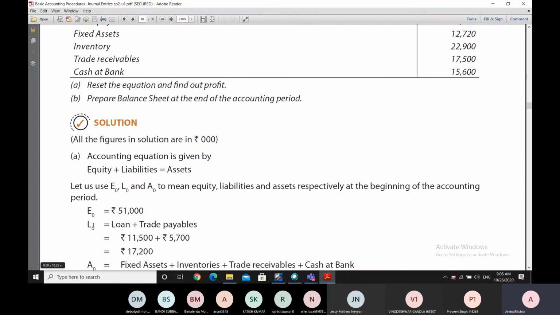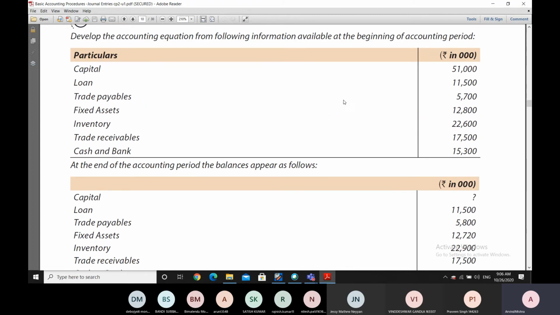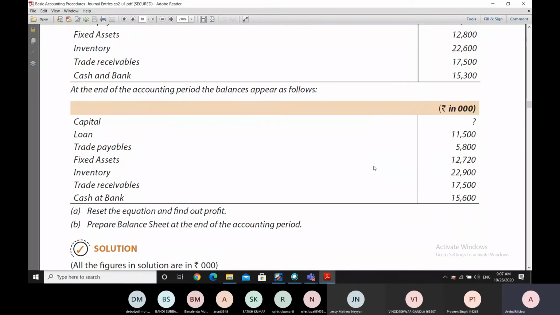L0 means liability 0. We are adding up all the liabilities at the beginning of the period. So we have a loan of 11,500 and we have trade payables of 5,700. These are the liabilities at L0. We add them up, we get the liabilities. Then liability we add up to the capital, and therefore that should be equal to the assets. So first of all, we'll just check it out because we have to make a balance sheet at the beginning of the period also and at the end of the period also.